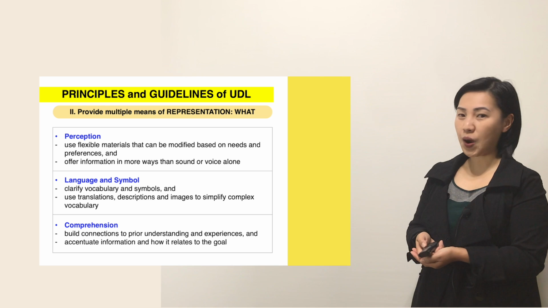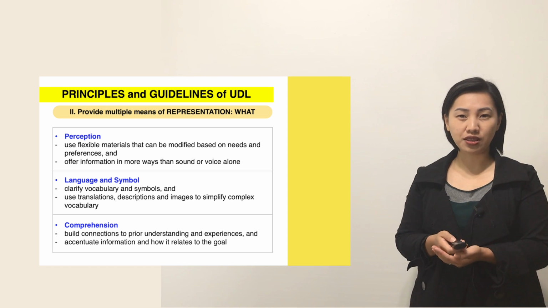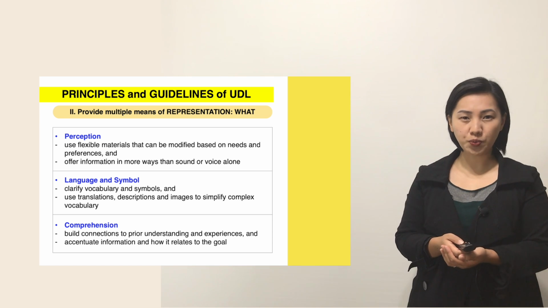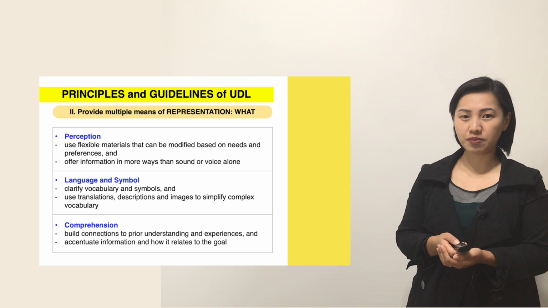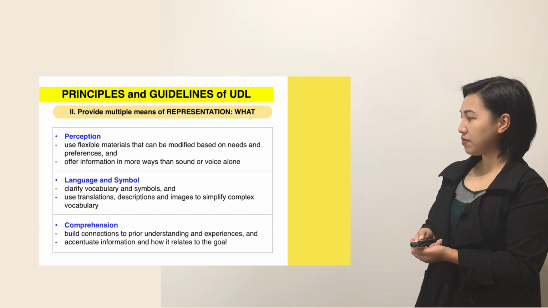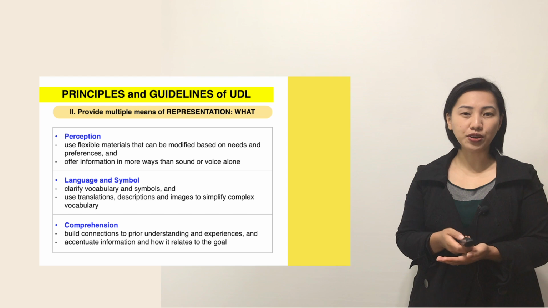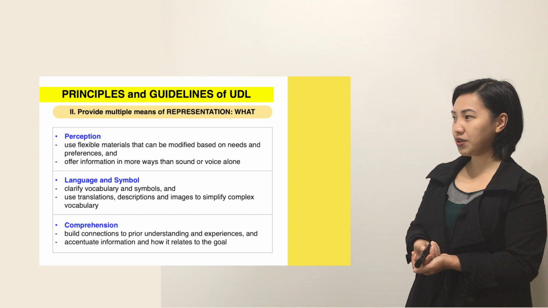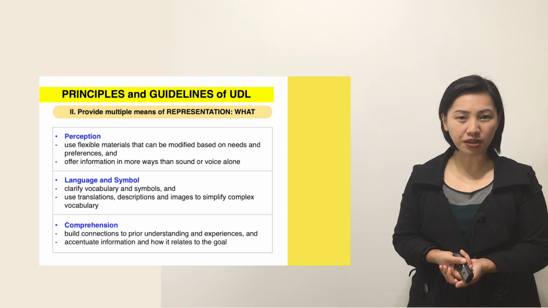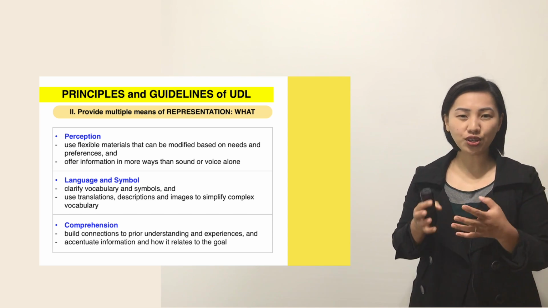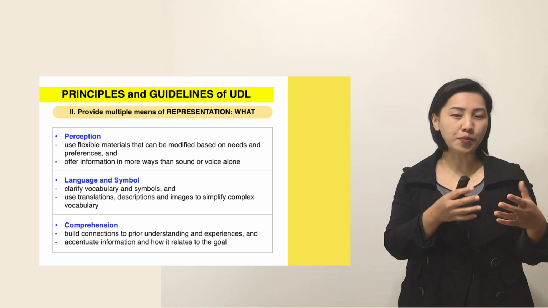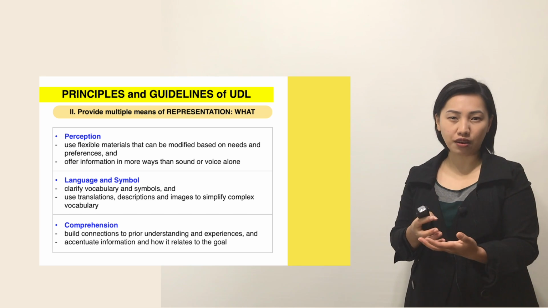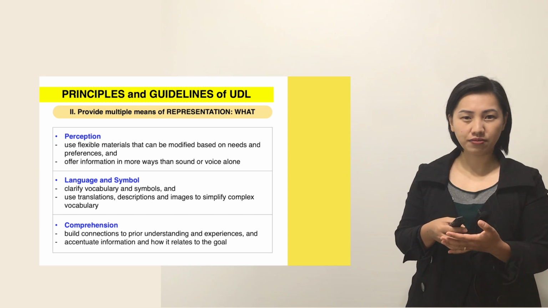Lastly, on comprehension. To help them understand the content, we should, firstly, build connections to prior understanding and experiences, and accentuate information and how it relates to the goal. First, build connection to prior understanding and experiences. That's really recommended when teaching a new lesson. You should connect it to what your students might have experienced so that they will be able to picture it easier or relate to it easier.